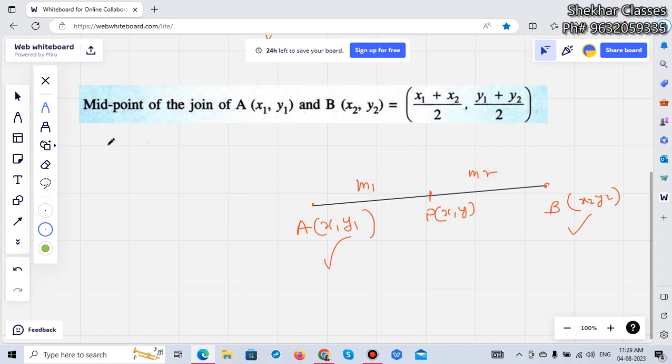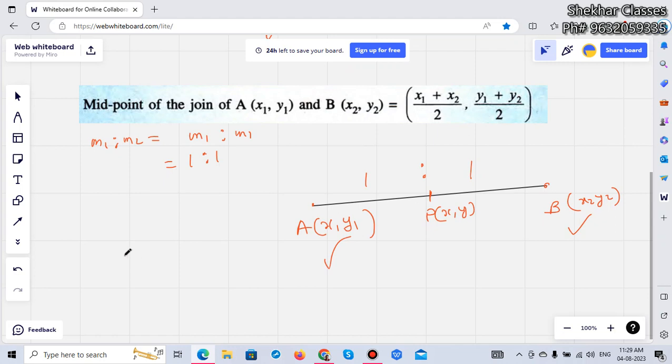So when M1 is equal to M2, M1 is to M2 is M1 is to M1 only, and that is equal to 1 is to 1. So the ratio will be 1 is to 1 in that case. If the ratio is 1 is to 1, then how to find it out? The formula is the same. 1 into x2 plus 1 into x1, so that is x1 plus x2, divided by 1 plus 1, 2.